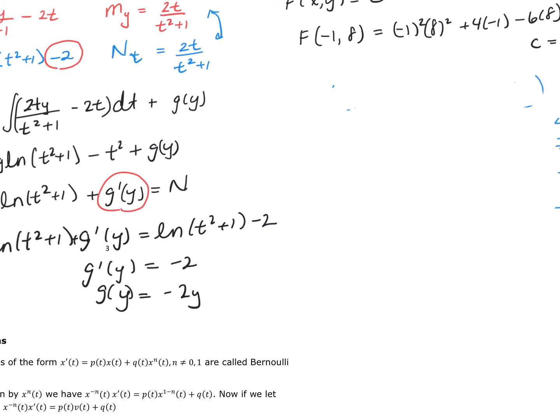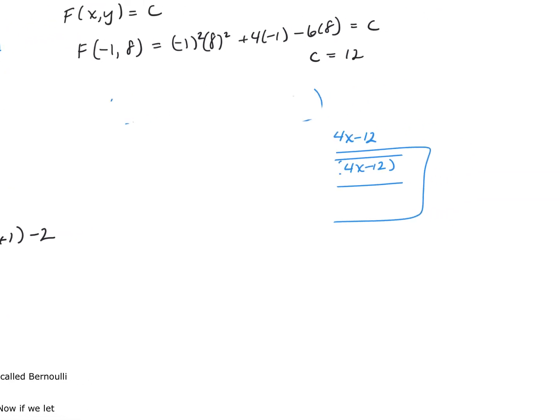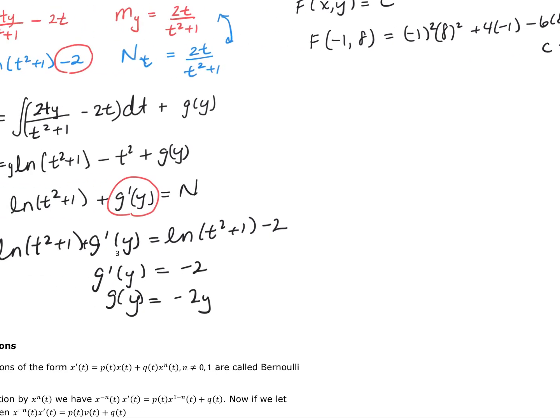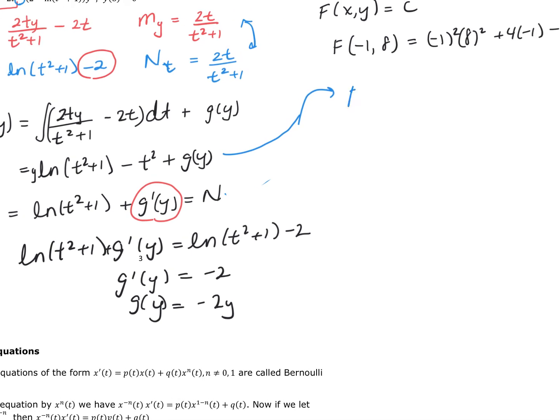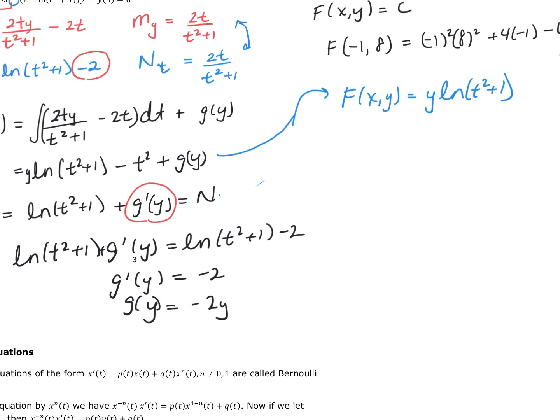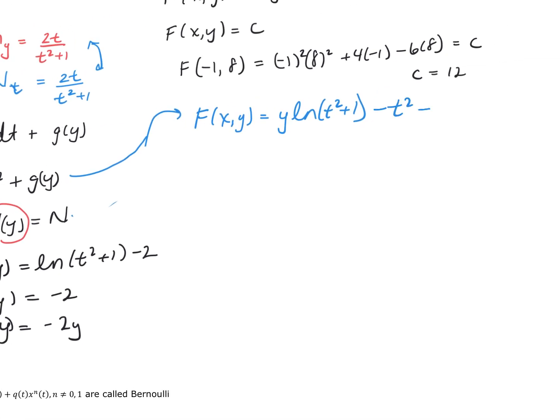All right, so let me just erase this so I can have the space to continue. Give me just a moment to erase. So we have found the function, and we set it equal to c now. Here's our function right here. So I'm going to just rewrite it over here. So our function, not that one, excuse me, this previous one, bam. So we know our function f of x y is going to be equal to y times the natural log of t squared plus 1, minus t squared minus 2y, and we set this thing equal to c, and we're also going to evaluate it at our initial condition.